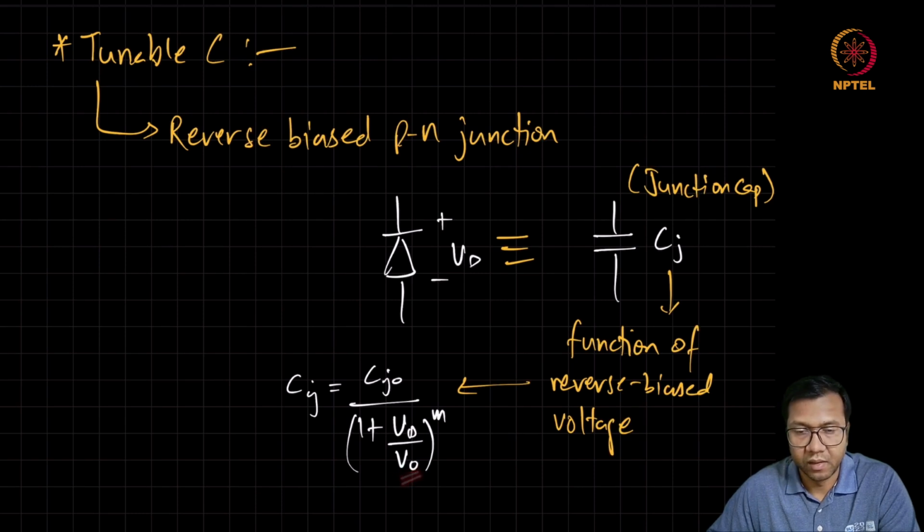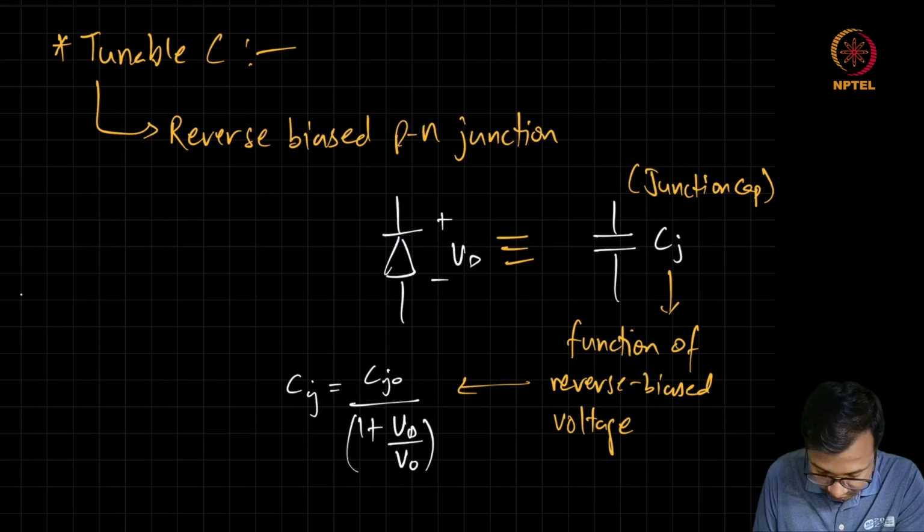And V naught here is the built-in potential of the PN junction, and we know that this built-in potential for a PN junction in silicon is around 0.7, 0.8, and for the PN junction diodes which can be realized on chip, this factor M is also small, somewhere around 0.3. So overall the amount of tunability which we can get using this reverse biased PN junction is very limited.